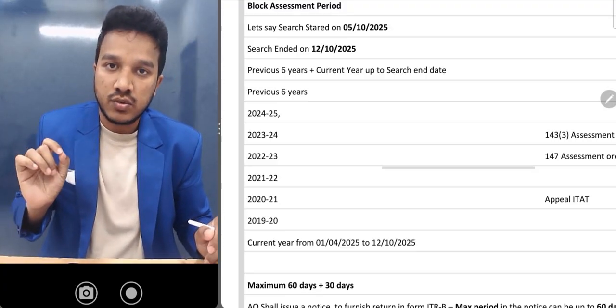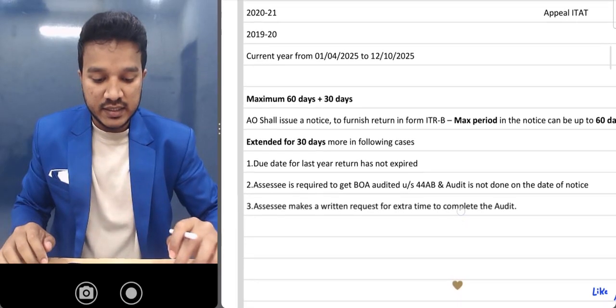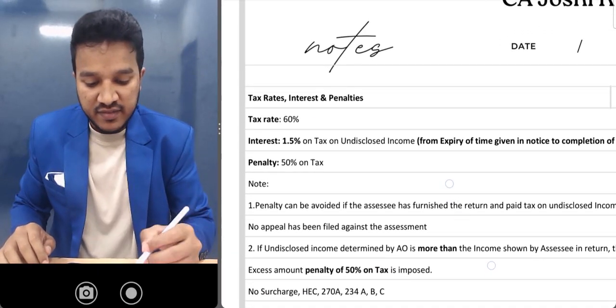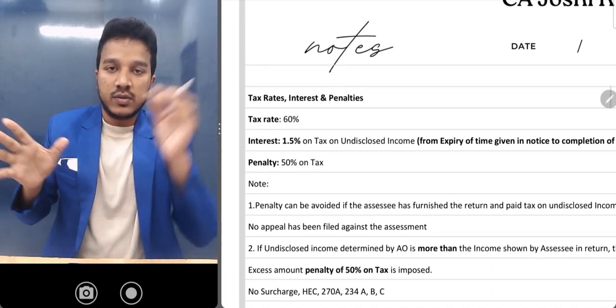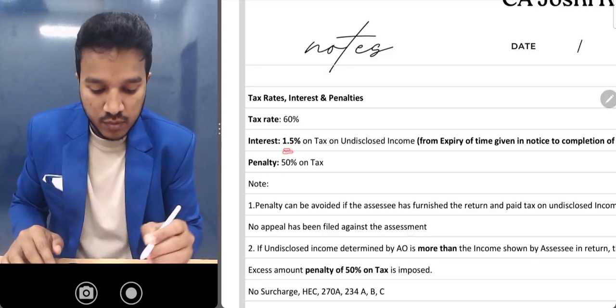Now what the SSE has to do, he has to pay tax on that undisclosed income. What is the tax rate? Tax rate given here is 60% flat. जितना भी तुम्हारा undisclosed income है उसके ऊपर 60% tax pay कर दो, खत्म. What is this interest about?